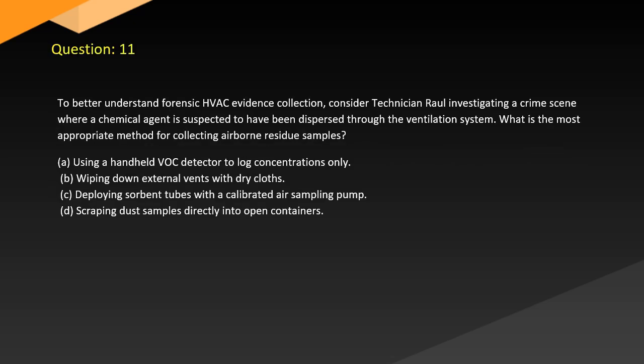Question 11. To better understand forensic HVAC evidence collection, consider a technician investigating a crime scene where a chemical agent is suspected to have been dispersed through the ventilation system. What is the most appropriate method for collecting airborne residue samples? A. Using a handheld VOC detector to log concentrations only. B. Wiping down external vents with dry cloths. C. Deploying sorbent tubes with a calibrated air sampling pump. D. Scraping dust samples directly into open containers.